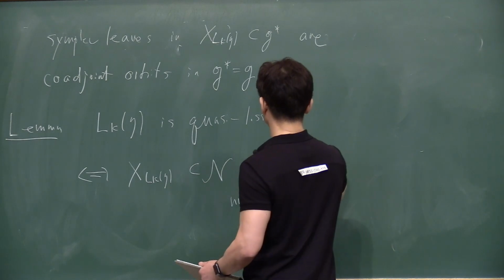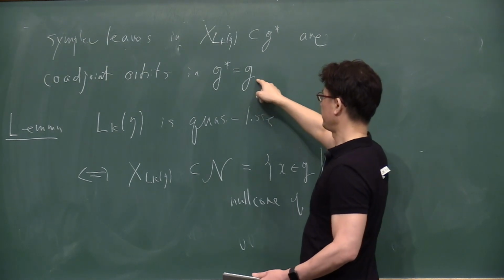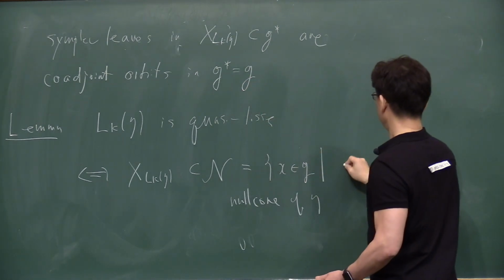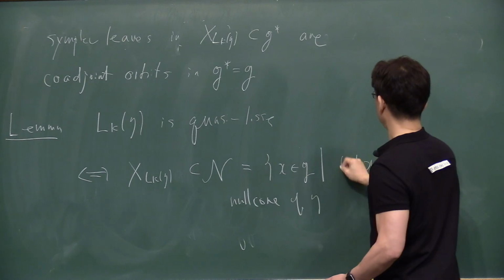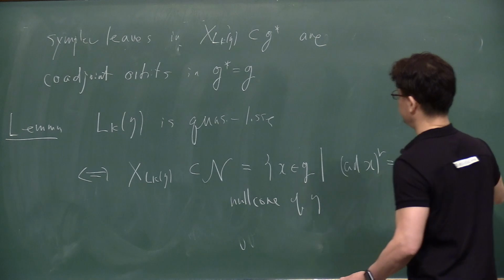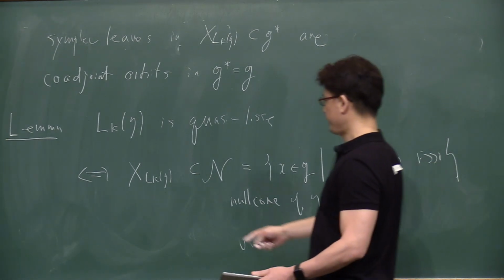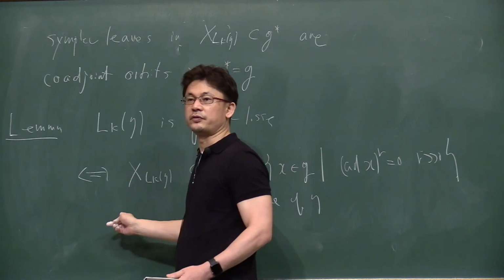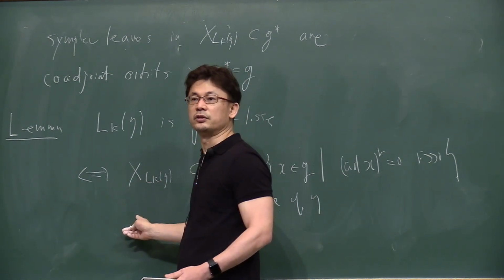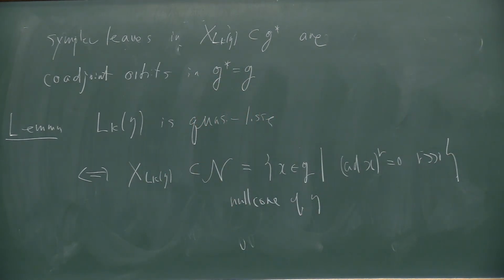So this is the set of elements of g, if we identify g star with g, the set of nilpotent elements. This direction is obvious because there are only finitely many nilpotent orbits in g, but the other direction is not difficult to see either. So the question is when this happens.